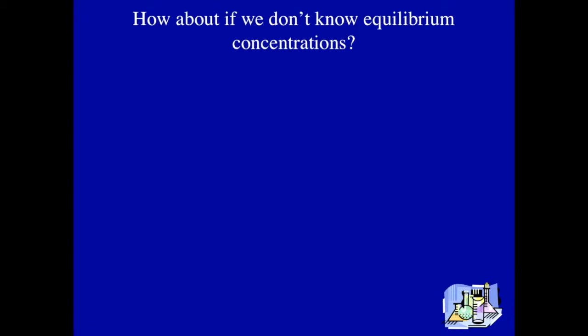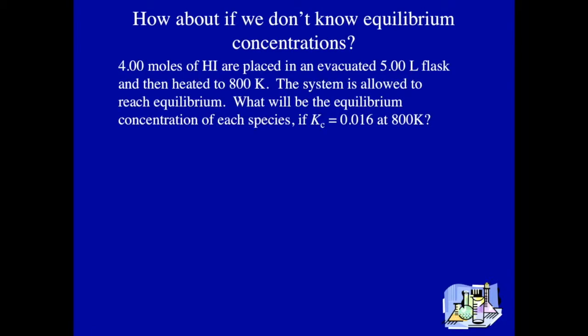The next one is a bit more complicated. Here we have a calculation where we don't know the original equilibrium concentration. 4 moles of hydrogen iodide are placed in an evacuated 5-liter flask and heated to 800 K. The system is allowed to reach equilibrium. What will be the equilibrium concentration of each species?